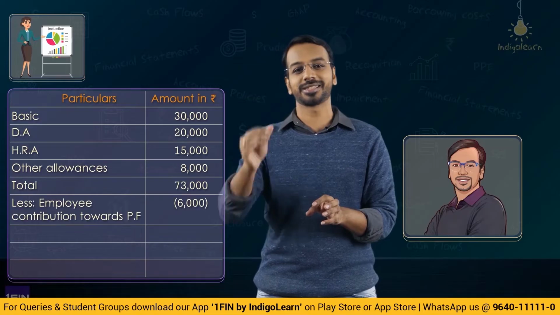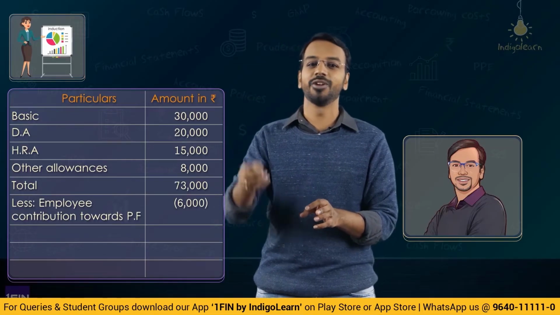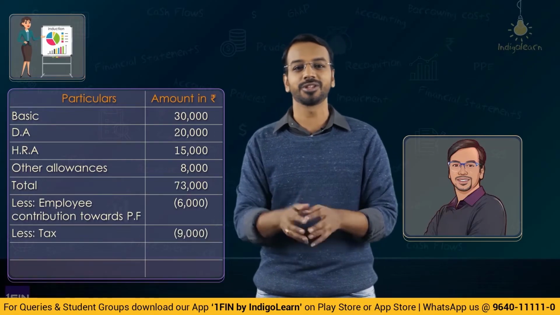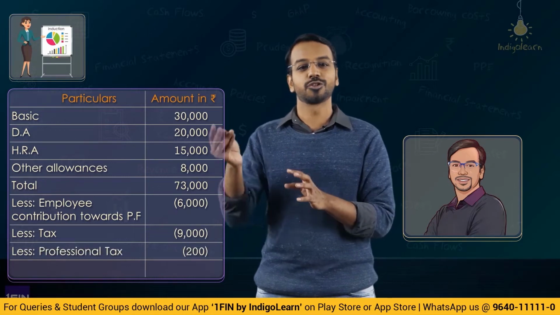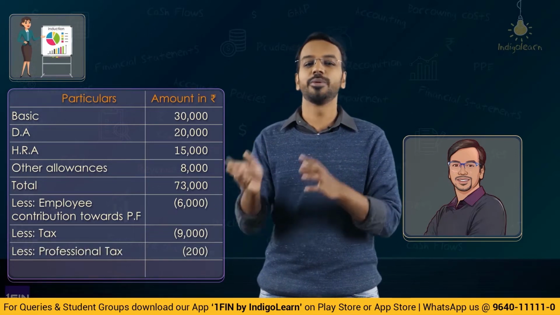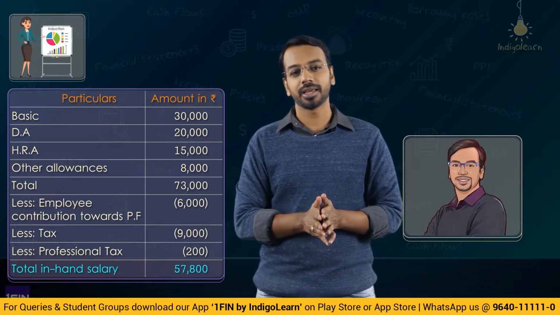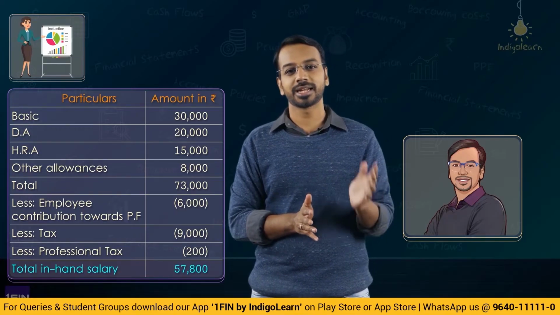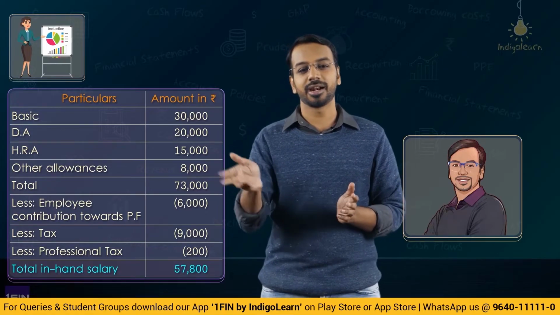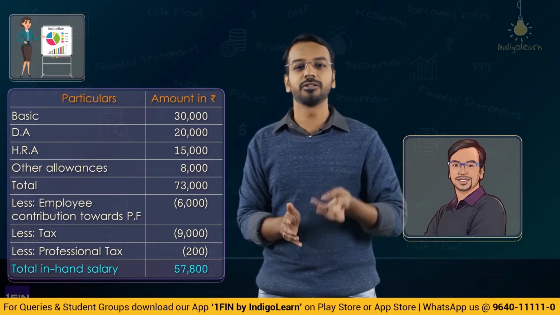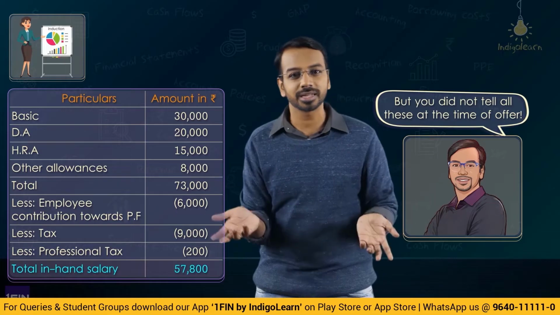PF 12%, 6,000 will be deducted, and tax of approximately 9,000 will be deducted, and some professional tax would be deducted. So whatever you get in hand will be around 57,800, right? That will be the in-hand salary. We were like, you said CTC of 12 lakhs at campus placement, and today you are saying in-hand salary is only 57,800. Why didn't you tell us at that point of time? He said, you never asked us.